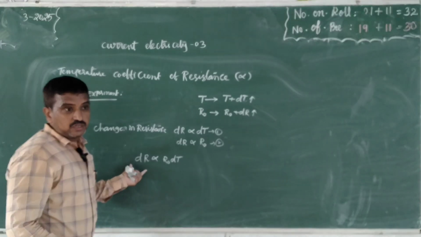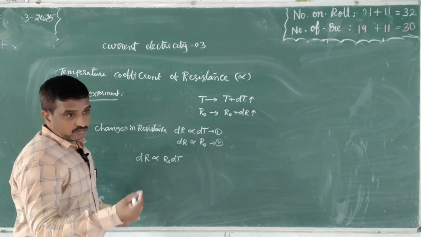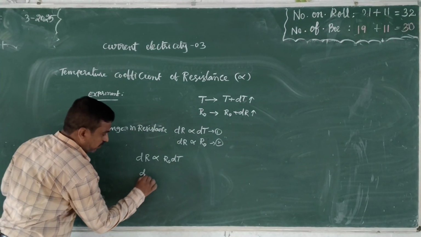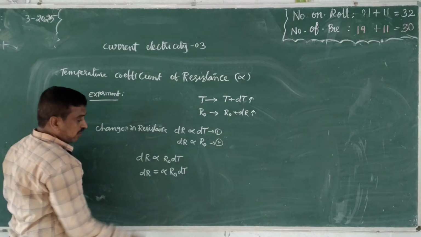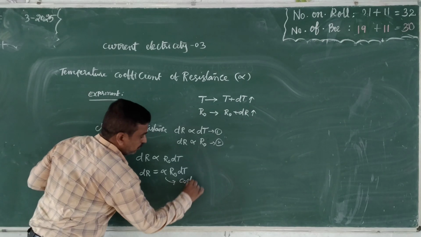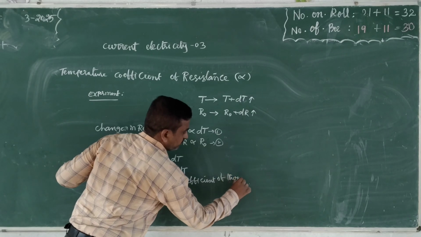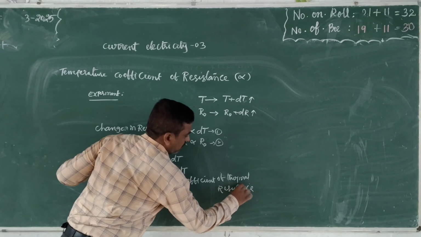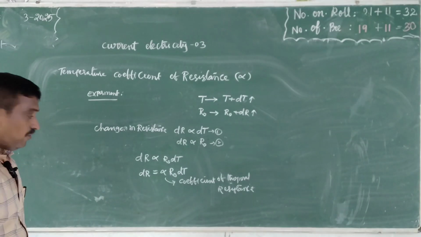R naught into dT means change in resistance is directly proportional to initial resistance and change in temperature. We can remove the proportionality now. What can we write here? dR equal to alpha R naught dT. This alpha we call the coefficient of thermal resistance, or temperature coefficient of resistance.